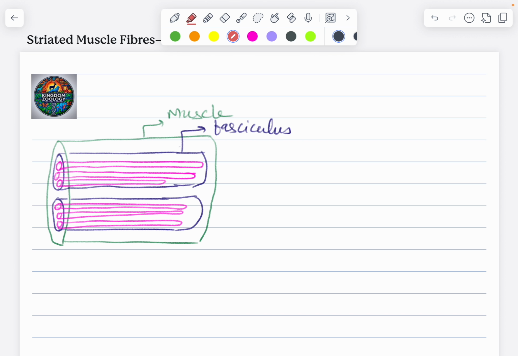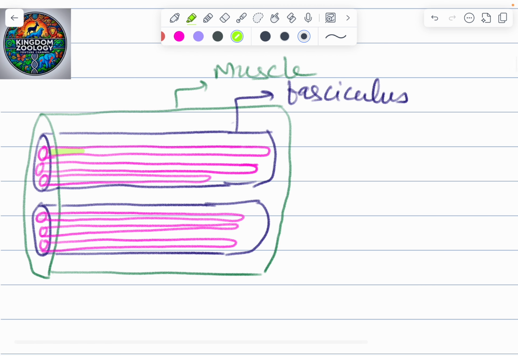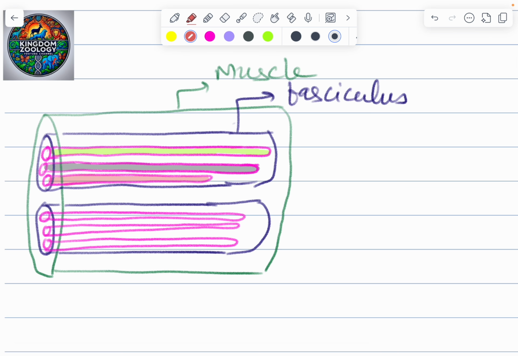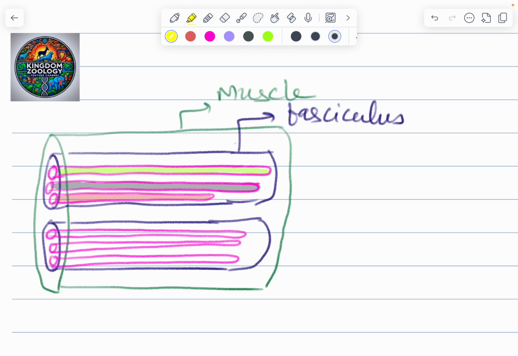Okay, just to highlight them in different colors so that you can actually identify them. This is your one cell, here is the second cell, that's your third cell. So these are three individual cells or the fibers, all of them inside a single bundle called the fasciculus. On the lower side also, here's your cell number 1, cell number 2, and cell number 3.